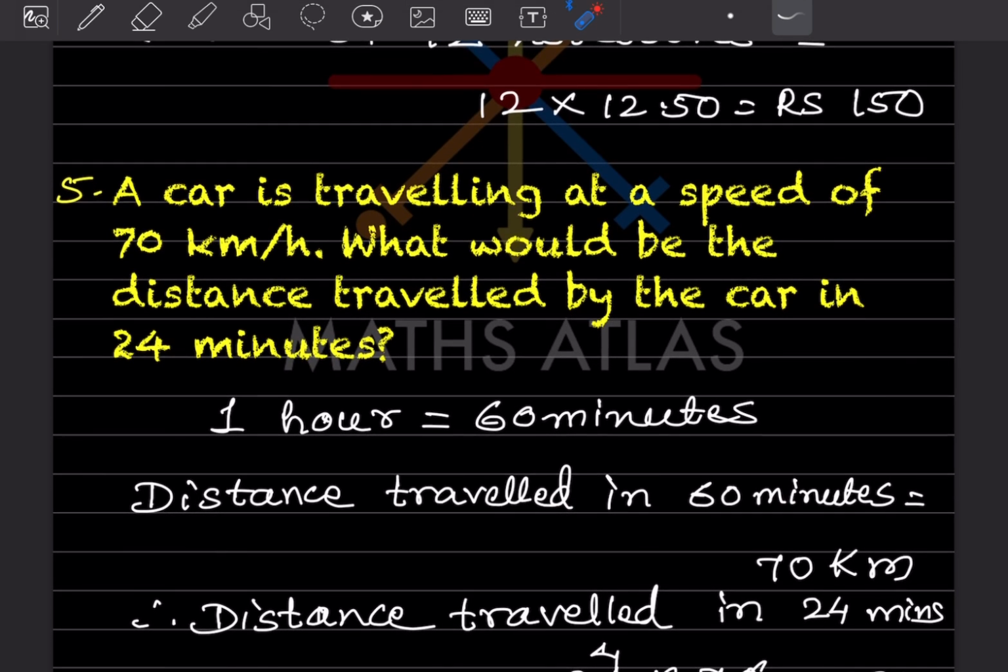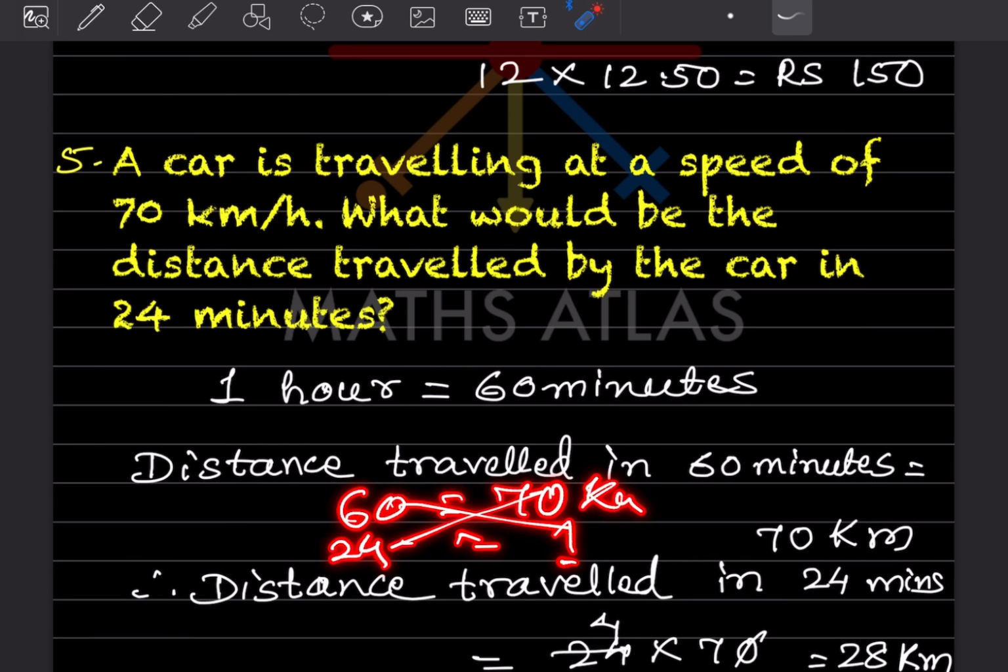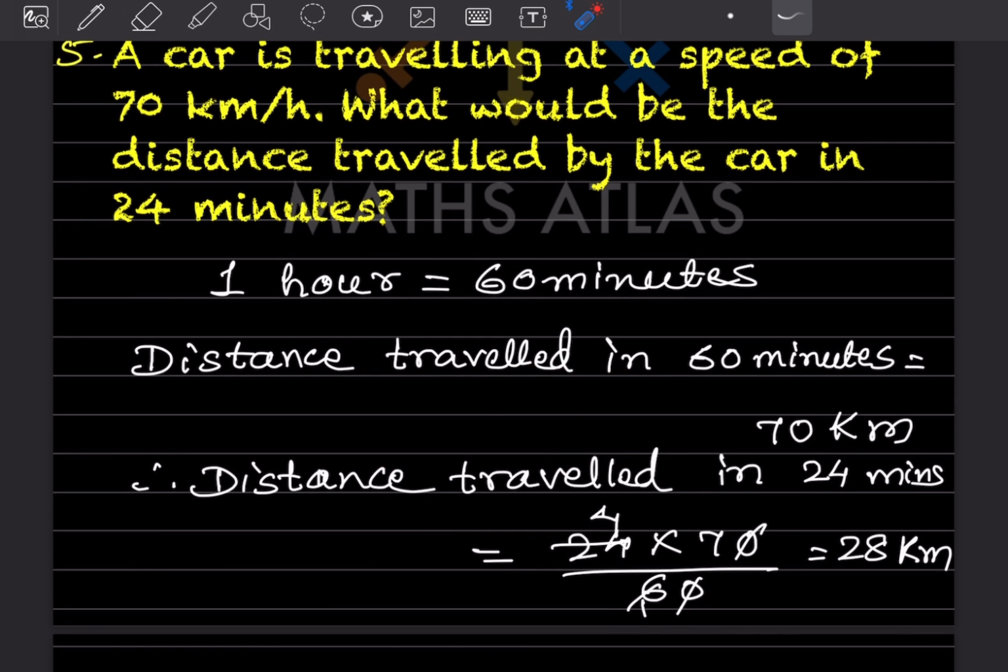So the distance traveled in 24 minutes. So here what will you do? You will cross multiply. For 60, that is 70 kilometer. Here we want for 24 minutes, how much will it be? So when you cross multiply, 24 multiplied by 70 divided by 60. After simplifying this, we get 28 kilometer.